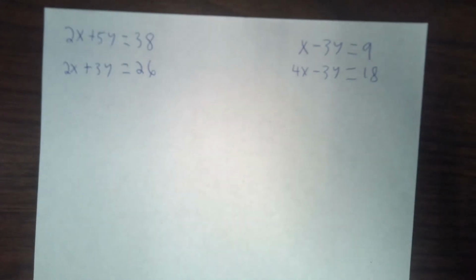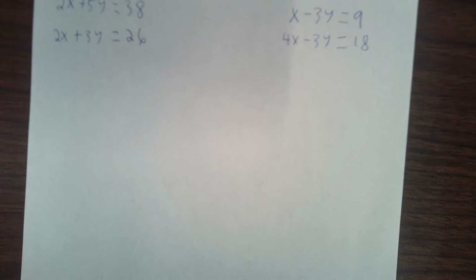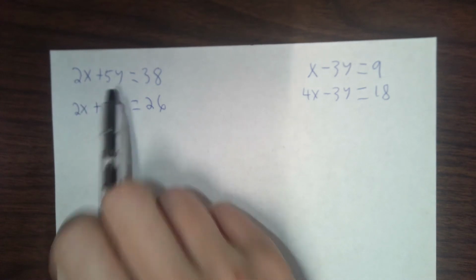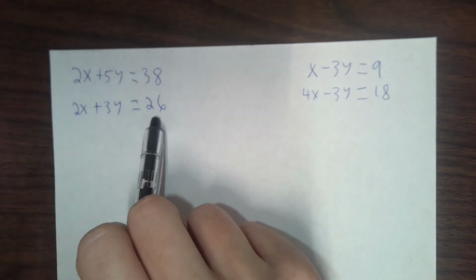Hello everyone. So today we're going to do some more multiplying by -1 type systems of equation questions. So I'm going to do these two, just like the past couple days. I'm going to do these two with you, and then I'll give you two to do on your own. So for our first one here, we have 2x plus 5y equals 38 and 2x plus 3y equals 26.